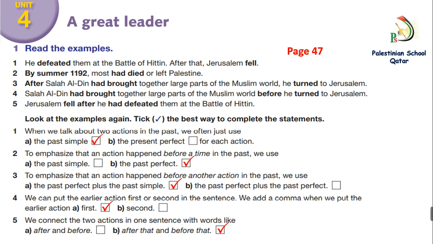And number 4, we can put the aerial action first or second in the sentence, and we add a comma when we put the aerial action first. Okay. Number 5, we connect the two actions in one sentence with words like after the battle or after that and before that. Yes, after that and before that.